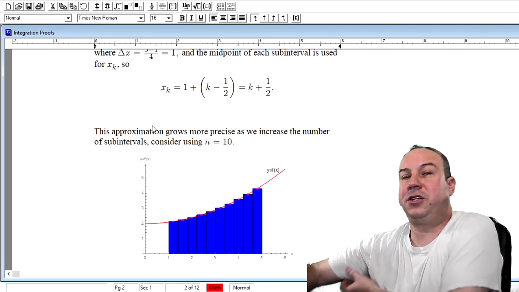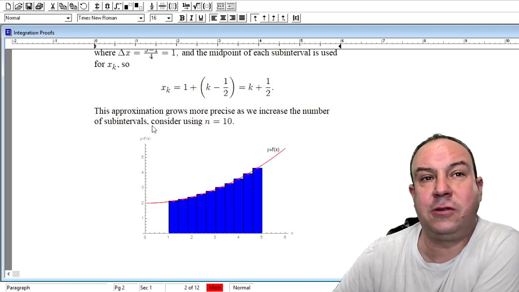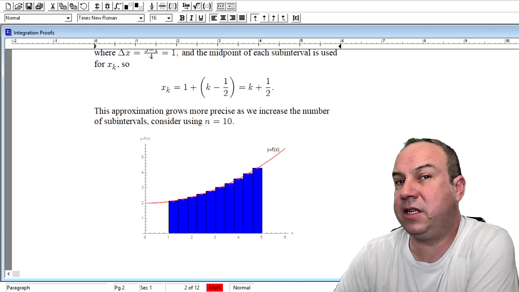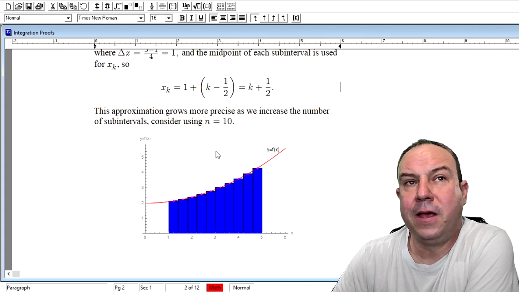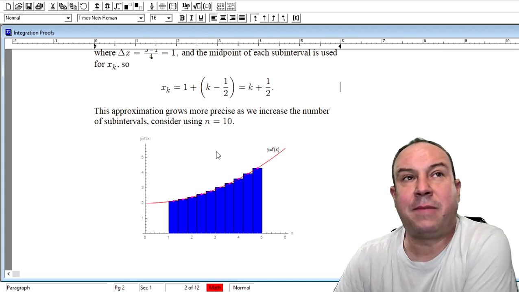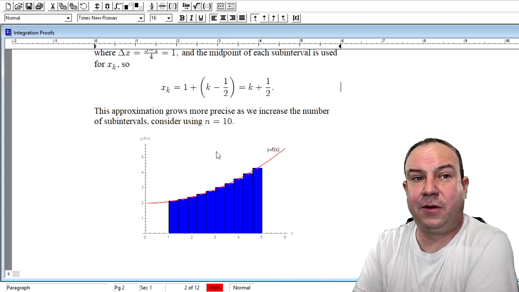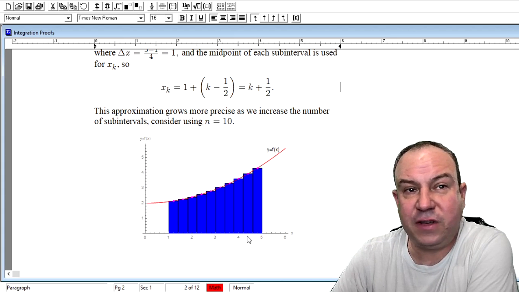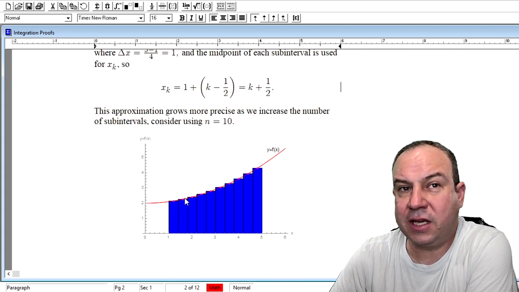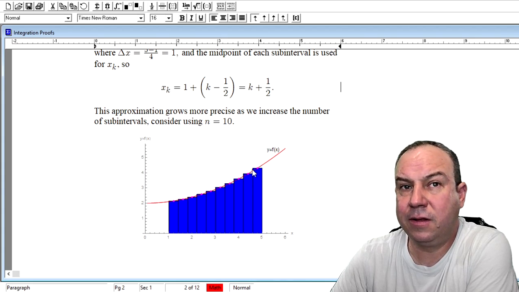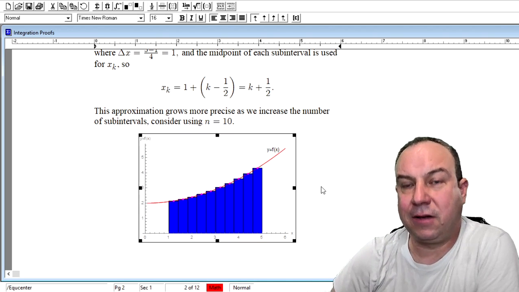Now, this approximation grows more precise as we increase the number of subintervals. If we consider using 10 subintervals, this is what we would see illustrated. Right? Delta x would be 5 minus 1 or 4 divided by 10, or would have a width of 2/5. Each of those subintervals is 2/5 in width. And we are using, again, the midpoint here, which has to be found using the midpoint calculation here.